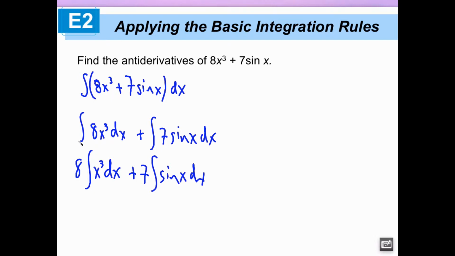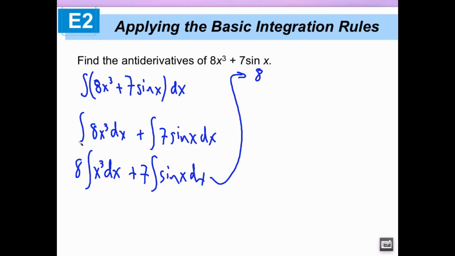All right, Tim, you feeling saucy today? Maybe. There's no maybe there, Tim. You're either saucy or you're not saucy. What's the antiderivative of x cubed? 1/4 x to the 4. Are you asking me or telling me? No, I'm telling you.